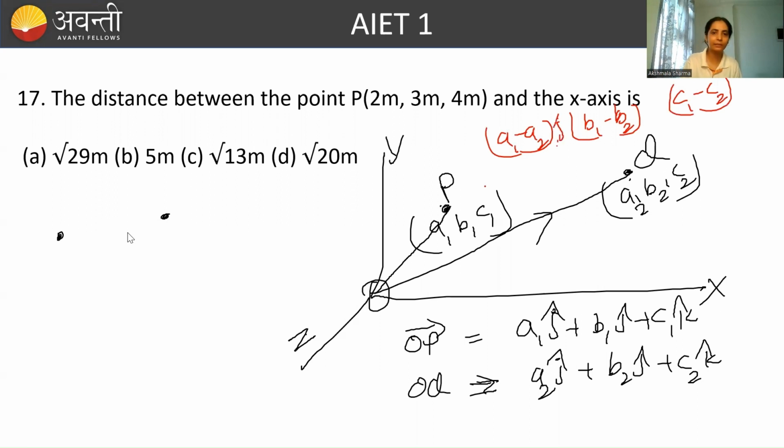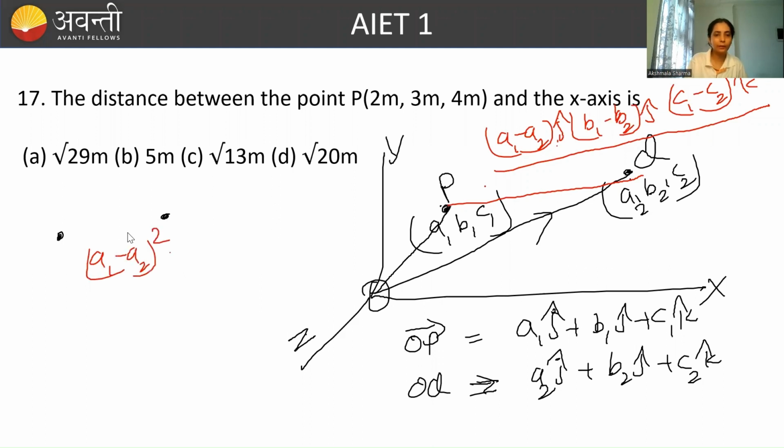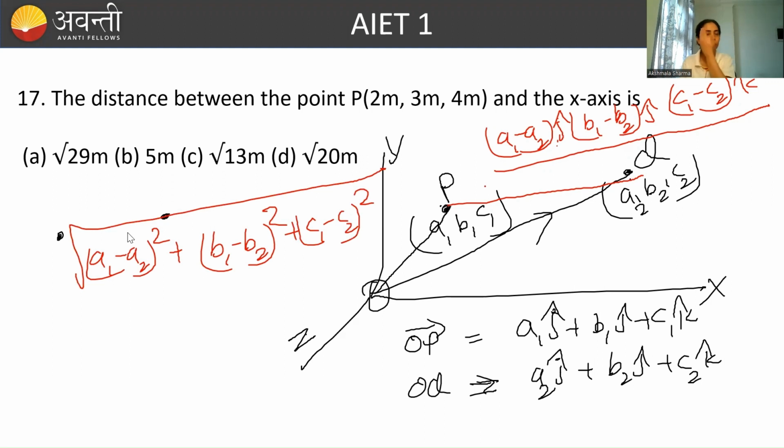So this difference is in i cap direction, this difference is in j cap direction, this difference is in k cap direction. Now what will be the value of the distance between these 2 points? So simply find its magnitude. Its magnitude will be the root of (a1 minus a2) squared plus (b1 minus b2) squared plus (c1 minus c2) squared. So this is how we calculate distance between 2 points.